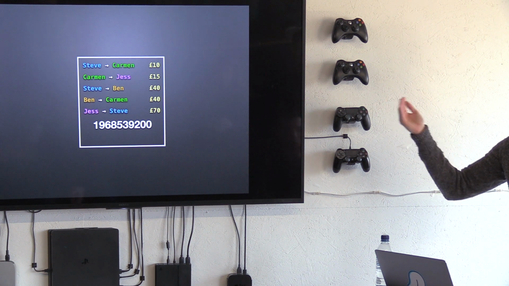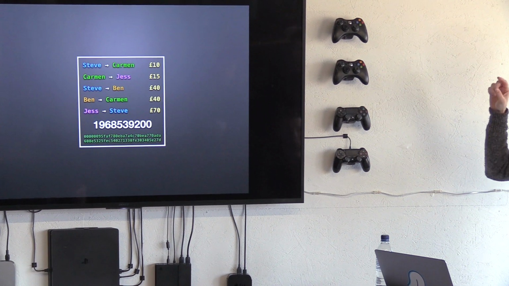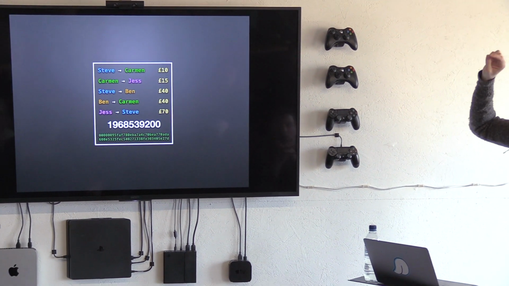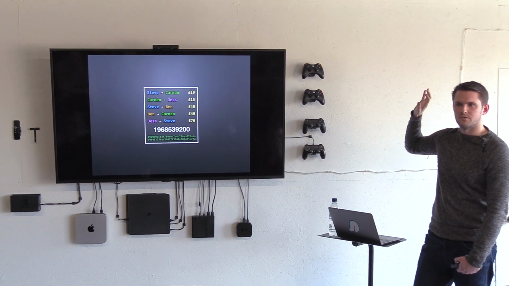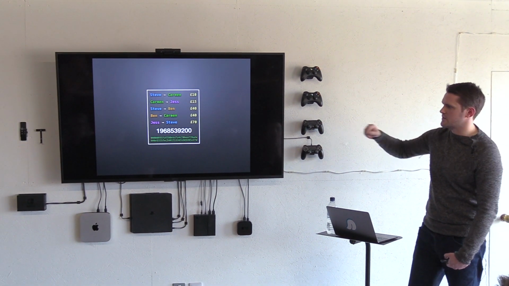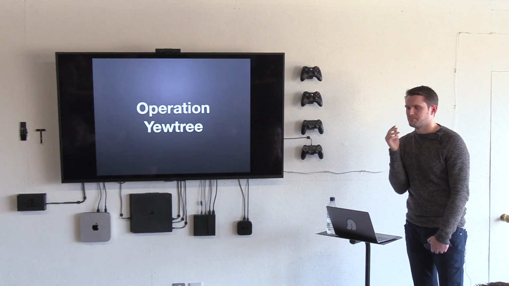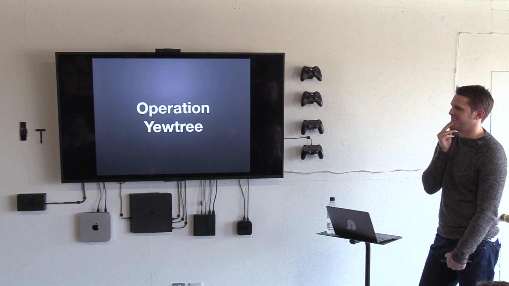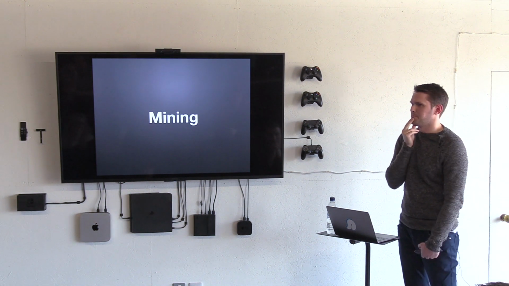So the idea is that you take a batch of transactions, you find a nonce, and that's the proof of work, and then at the end of it you've got your hash. This process of taking a bunch of transactions and then performing that potentially very long trial and error process to find your nonce to get your hash, all of that is called Operation U-Tree. No, it's actually called mining.